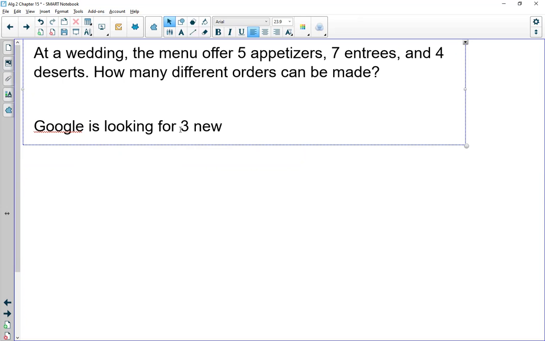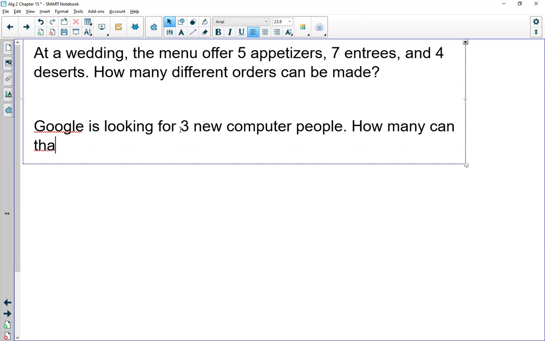There's going to be multiple questions. This is a word problem, so I have to start typing them faster and faster. Google is looking for three new people.